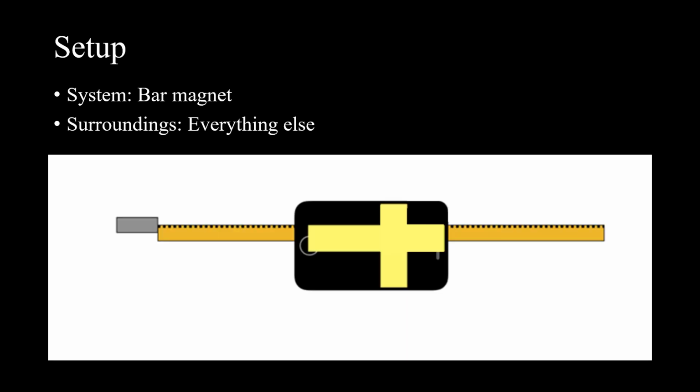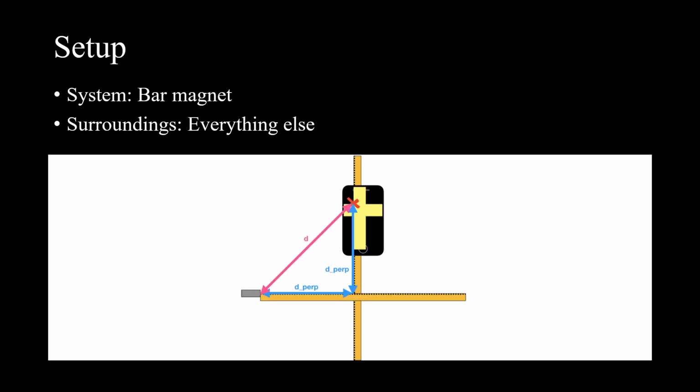We will create a system with just the bar magnet, then measure its on-axis magnetic field using the phone and meter stick in the surroundings. We will then use these measurements in order to determine the distance dependence and eventually the magnetic dipole moment. We will measure the magnitude of the magnetic field due to the bar magnet at a distance d away at a 45-degree angle. We will input this distance d into our Python model and compare the estimated magnitude of the magnetic field with the measured one.